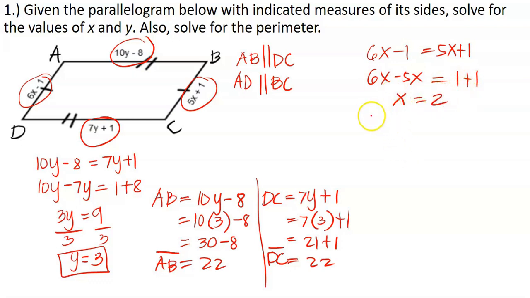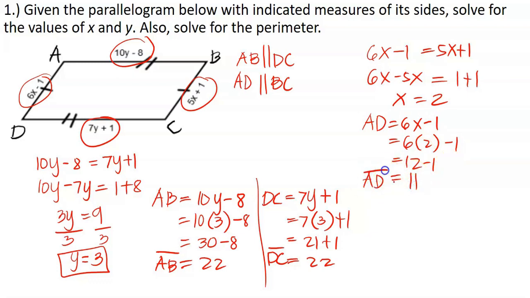So again, we can now solve for AD using substitution. So 6 times the value of x, which is 2, as we solved earlier. 6 times 2 is 12, minus 1, which is 11. So we will have AD equal to 11. And again, we should also expect that BC should also be equal to 11. But again, you can check that.